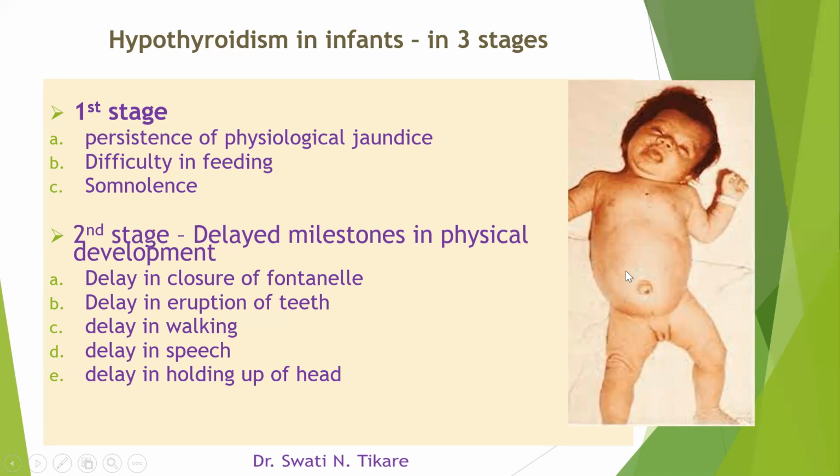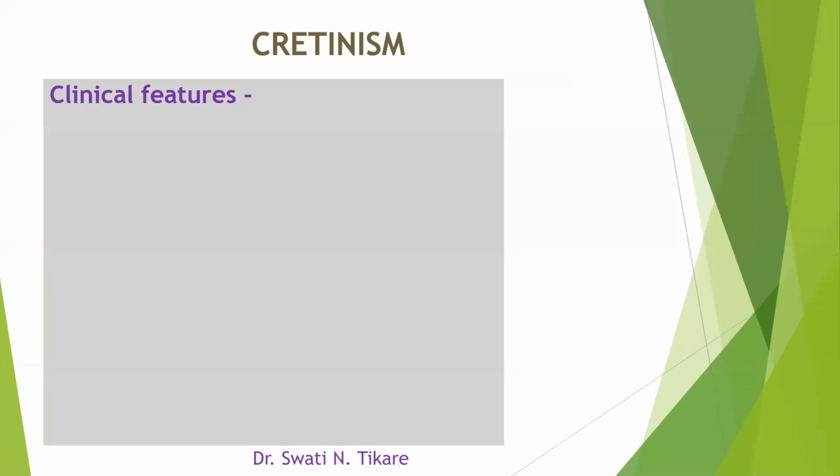Okay, we will learn about what are the other features in the next slide. Okay, so this is how it's just lying there, and the growth is not appropriate. So the last third stage is full-fledged cretinism, where we can observe all the other features. Now let's look at the features of cretinism.